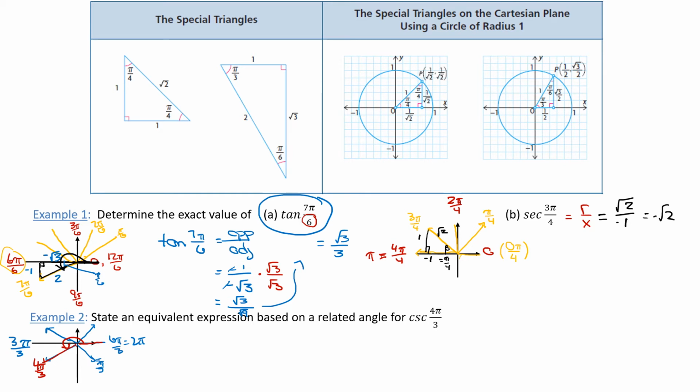So cosecant in the third quadrant, so let me label the quadrants here. Quadrant 1, 2, always uppercase Roman numerals, quadrant 3, and quadrant 4. In quadrant 3, cosecant is what? Is it positive or negative? Let's get the CAST rule on there. C-A-S-T.